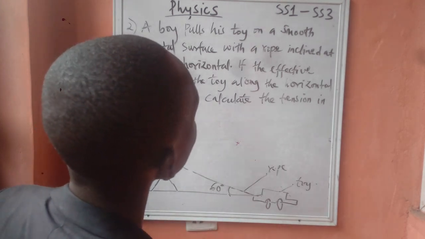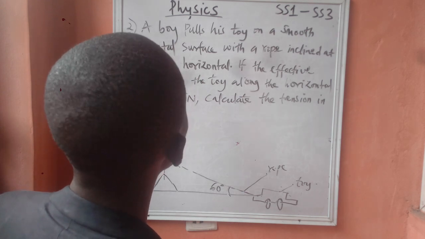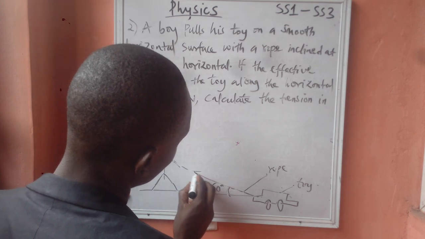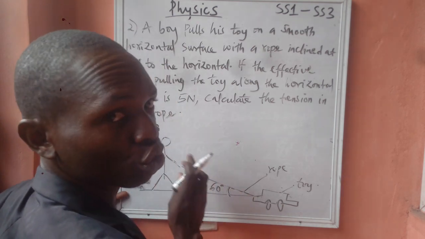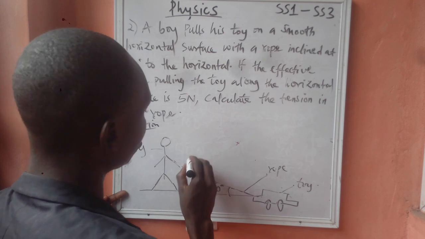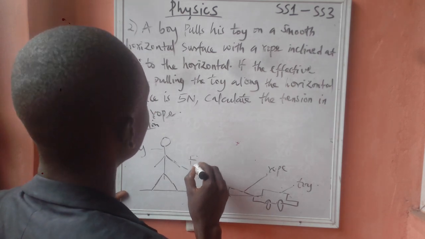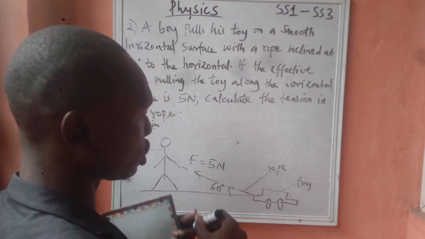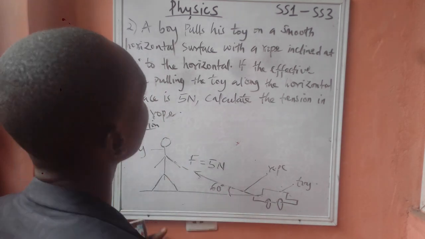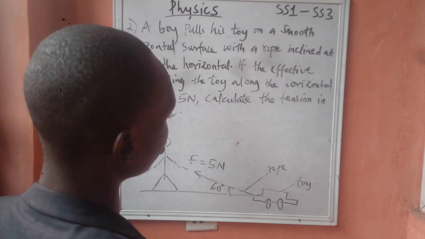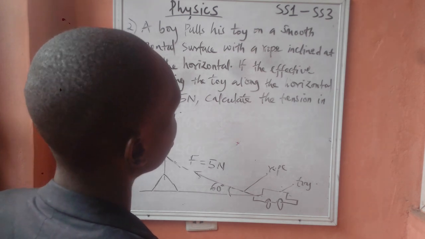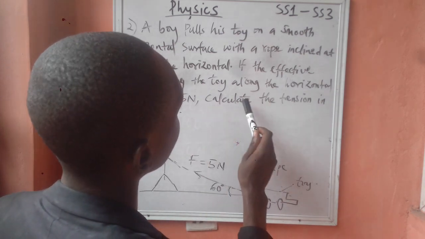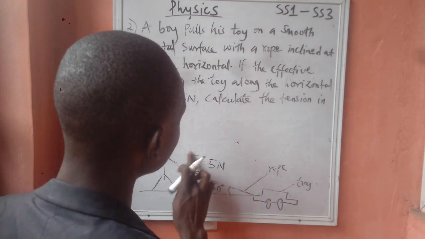Now they say that if the effective force pulling the toy along the horizontal surface is 5 Newton, this is the effective force acting on the rope. The effective force acting on the rope is 5 Newton. Now they say calculate the tension in the rope.